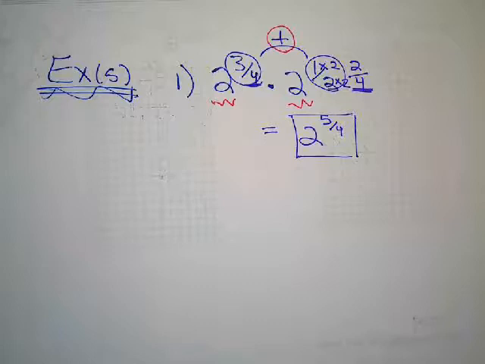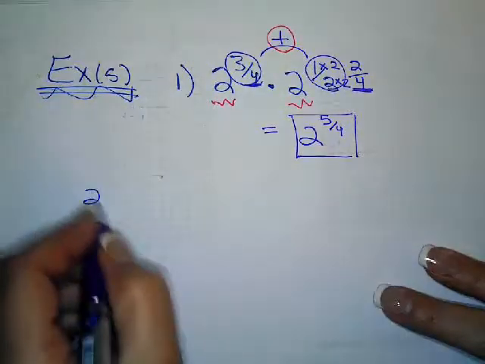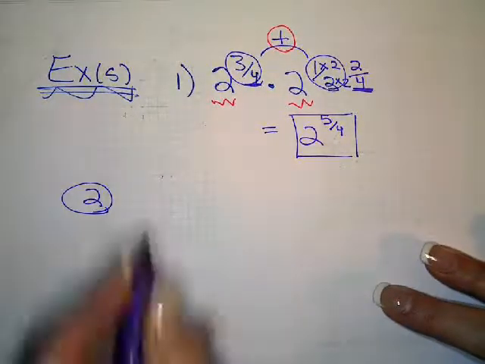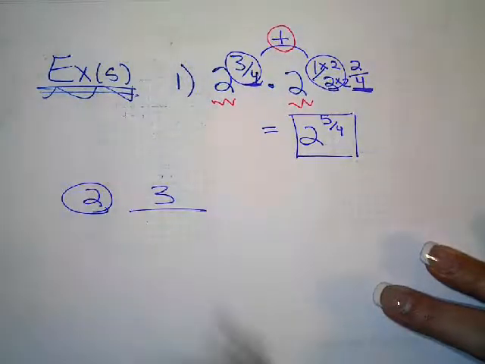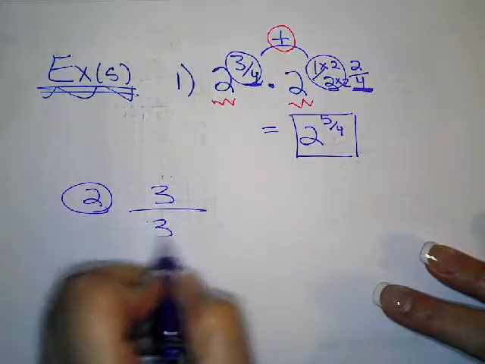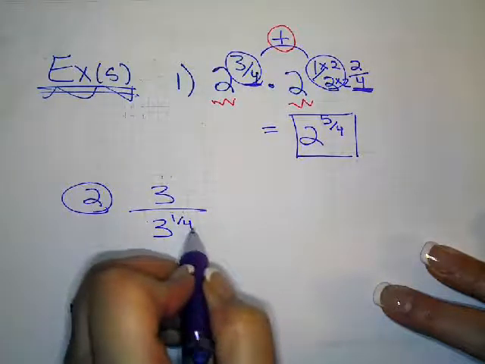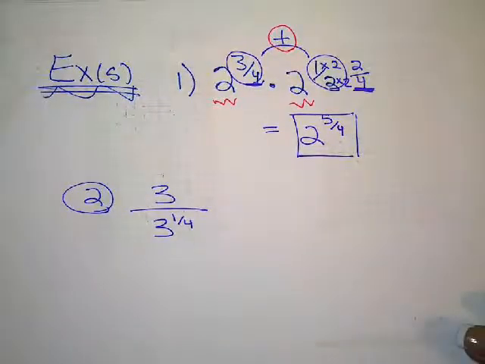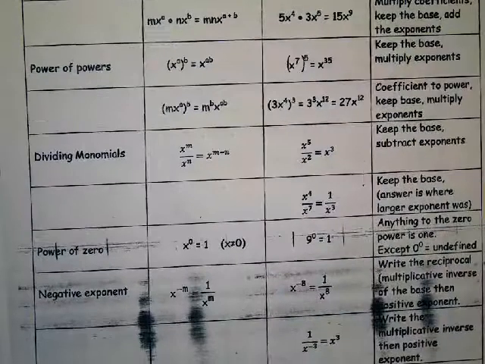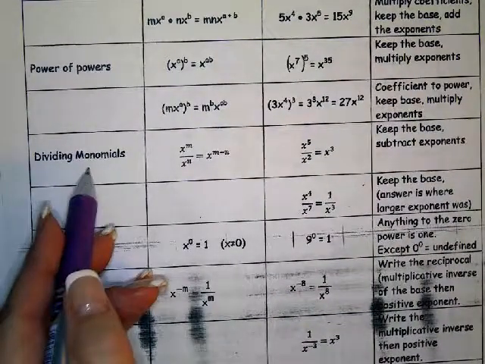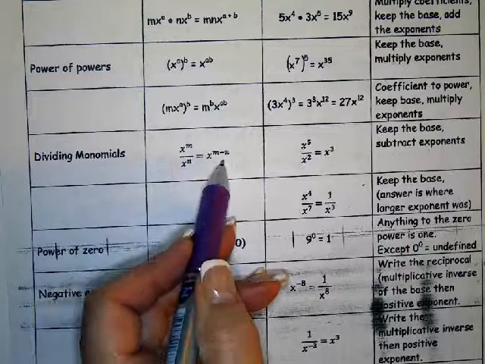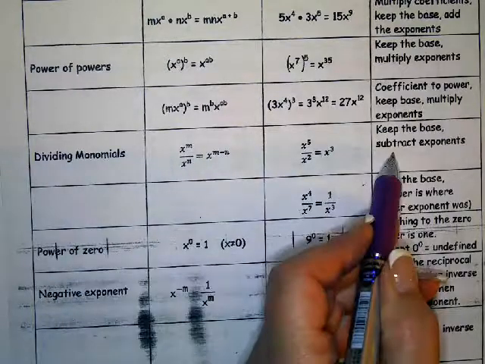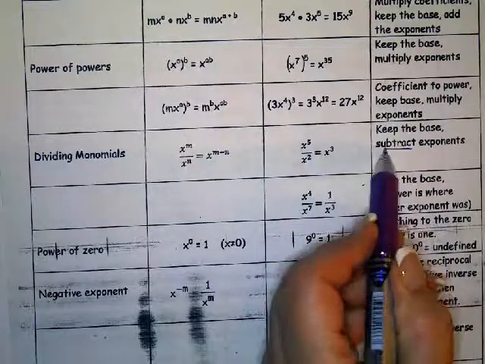Example 2. I have a fraction bar, 3 to the 1/4. What kind of math is going on in a fraction? Division. So again, if I take a peek and try to find dividing monomials, here are my dividing monomials. When I have like bases, what are we doing with our exponents? Subtracting.